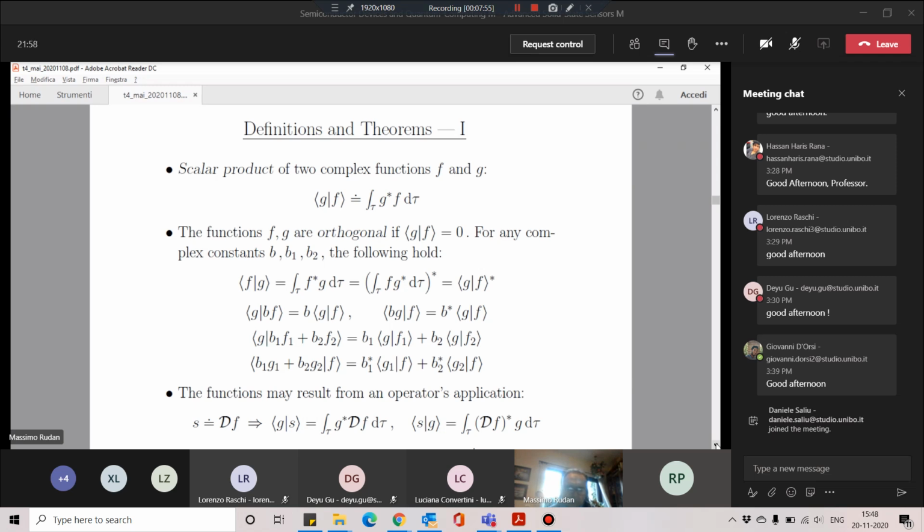If you do the opposite, that is, if you place s on the left of the scalar product, then you obtain d operating on f, all of it with a star, because everything that stays on the left takes the asterisk, times g integrated over the volume.